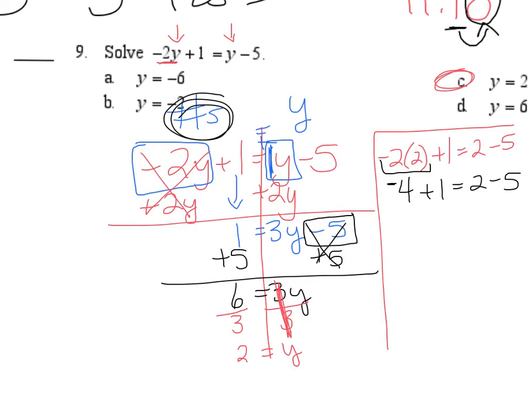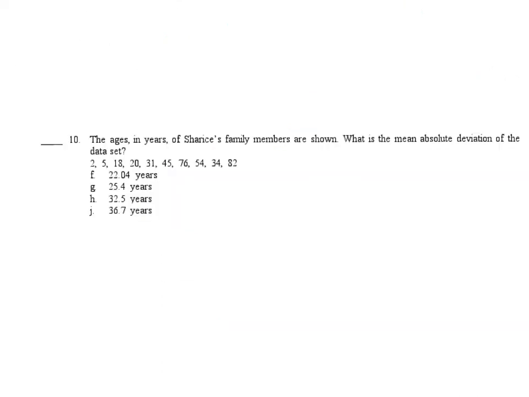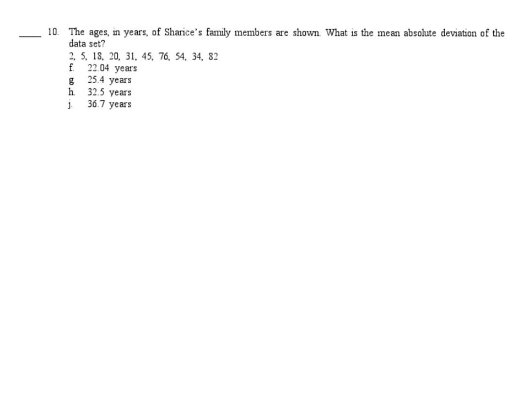Negative 4 plus 1 is negative 3. 2 minus 5 is negative 3. So since I got negative 3 equals negative 3, then I know I was correct in this one solution for that equation. The next one says the ages in years of Sharice's family members are shown. What is the mean absolute deviation of the data set?